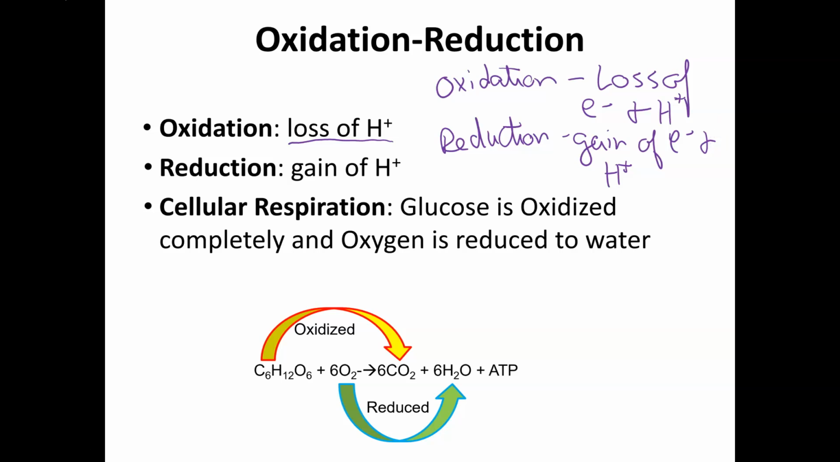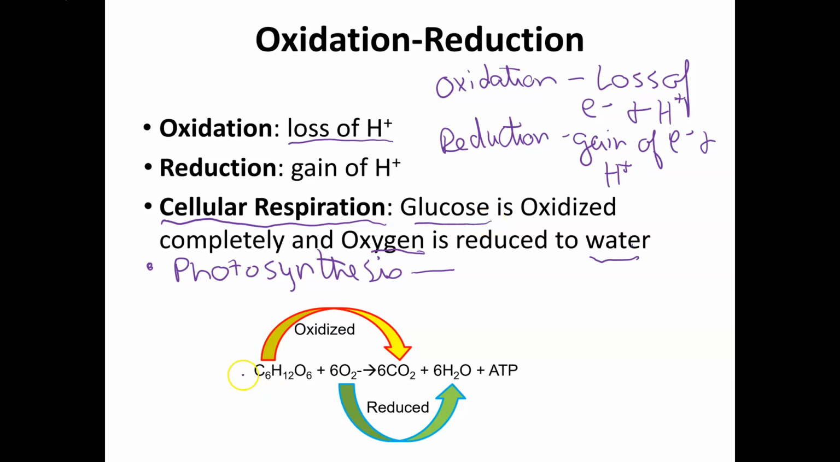And so how does this relate to metabolic reactions? In chapter 7, we're going to talk about a metabolic reaction called cellular respiration. And in chapter 8, we're going to talk about a metabolic reaction called photosynthesis. These reactions are really the opposite of each other. In cell respiration, glucose is oxidized completely. Oxygen then is reduced to water. But in photosynthesis, water is oxidized to oxygen, and carbon dioxide is reduced to glucose.